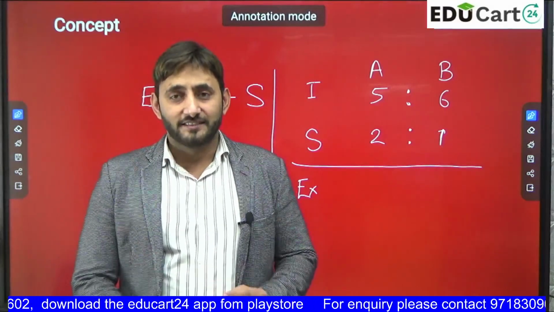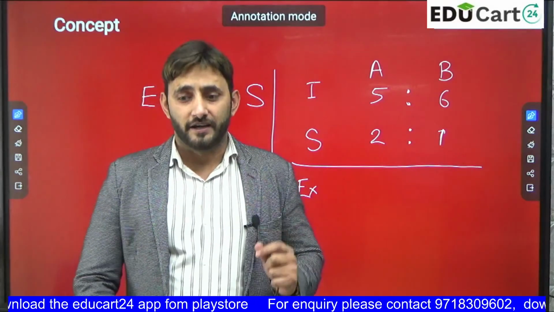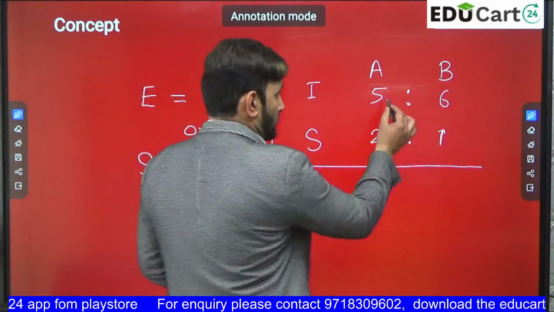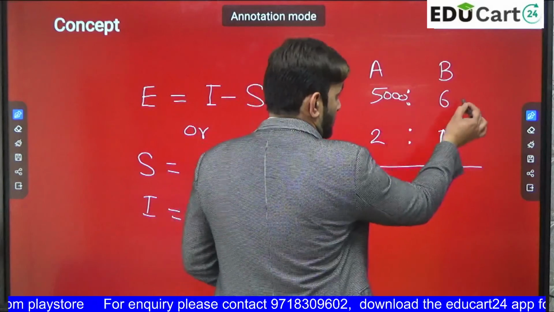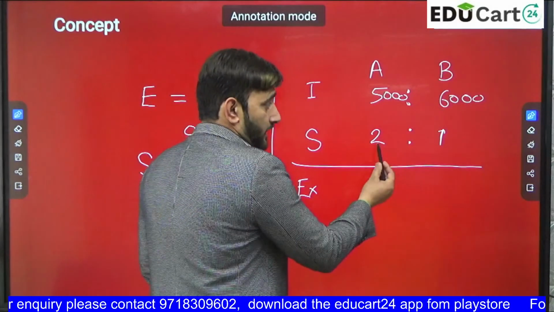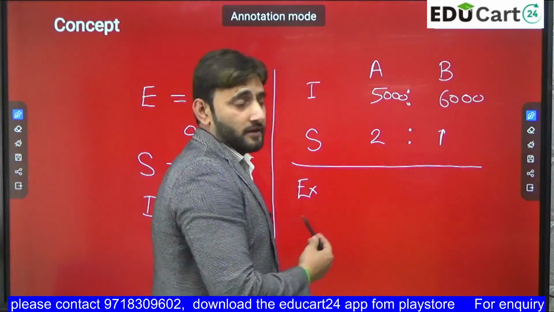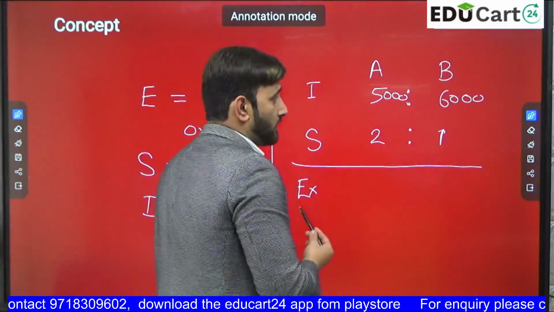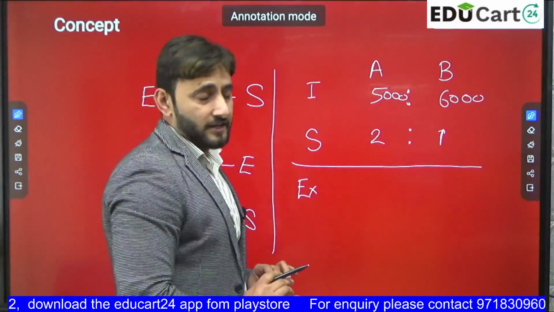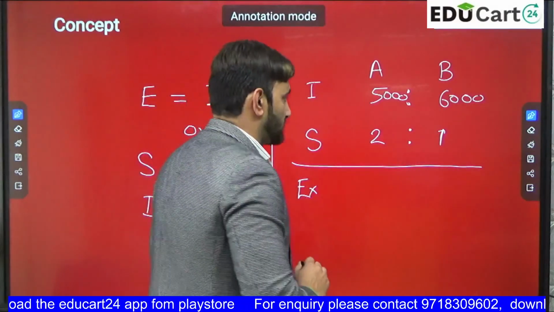Here the answer will be cannot be determined. Why can't it be determined? Because this is 5,000, this is 6,000. But what about this 2 and 1? It can be 2 rupees, 1 rupee. It can be 20 rupees, 10 rupees. It is not necessary 2,000 and 1,000. Got it, my dear? So what is the basic logic here?